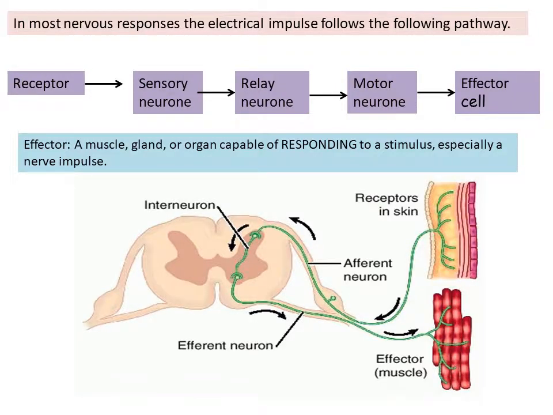An example here, we've got the receptor in the skin carrying the impulse, which is being coordinated in the spinal cord, where you've got an interneuron, also referred to as the relay neuron, and it's carrying the information to a muscle.